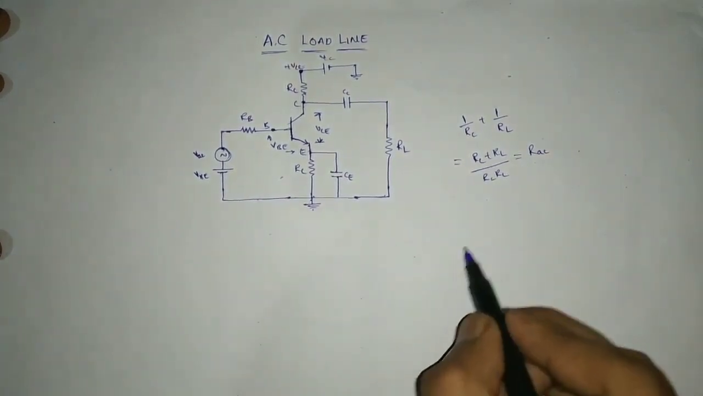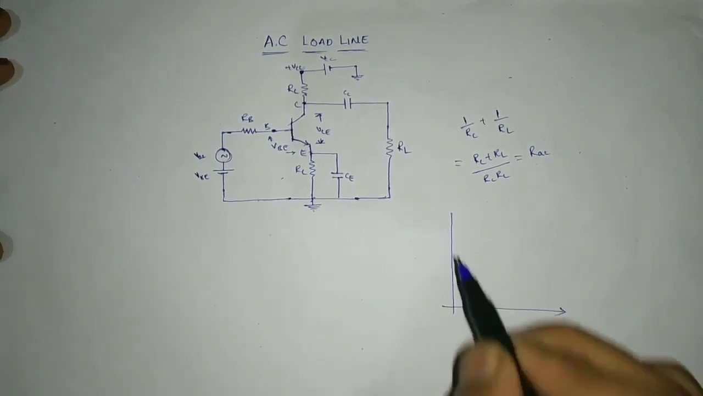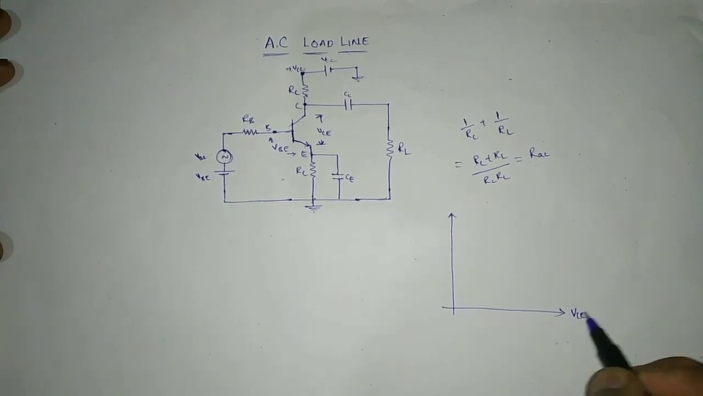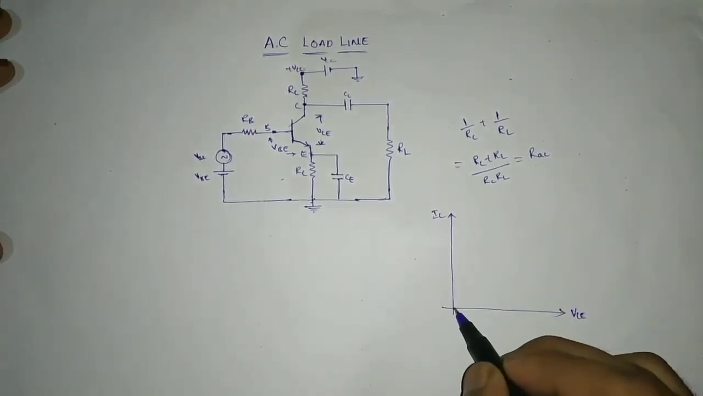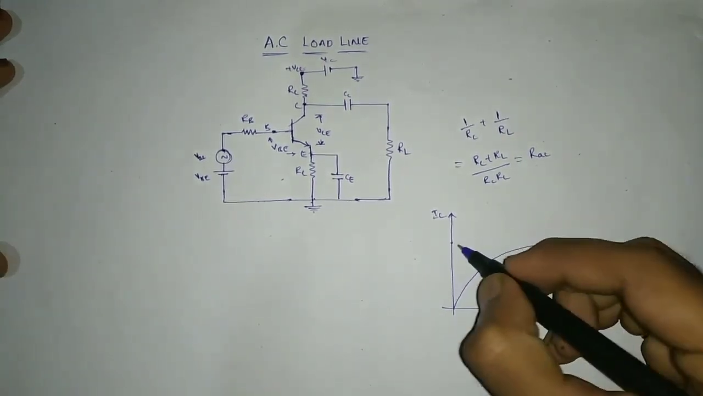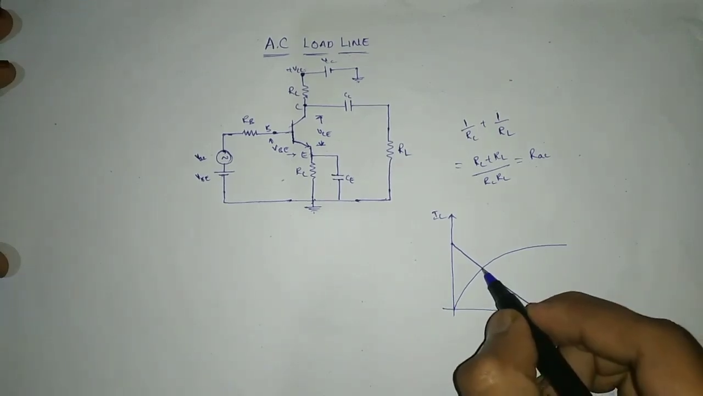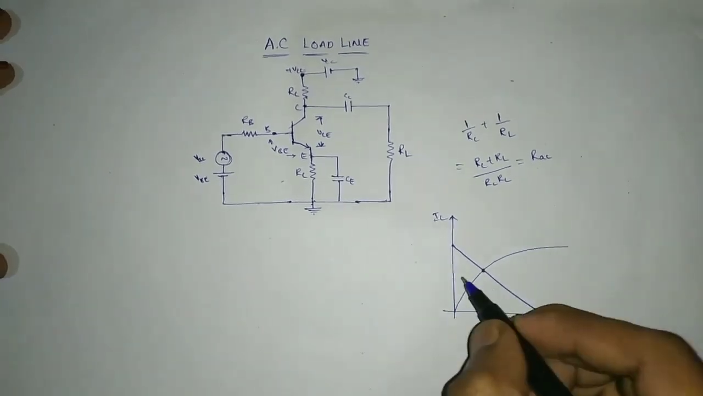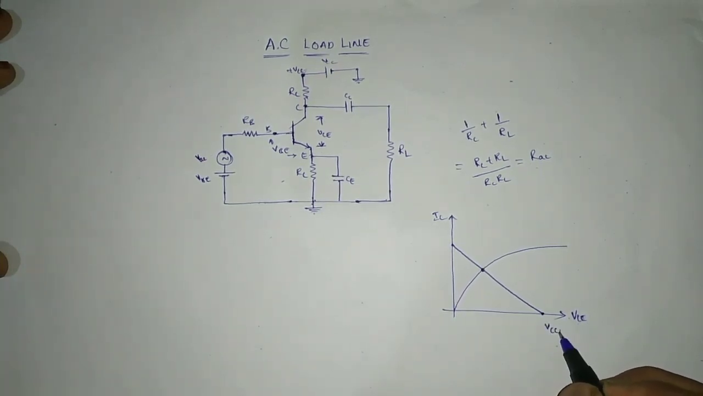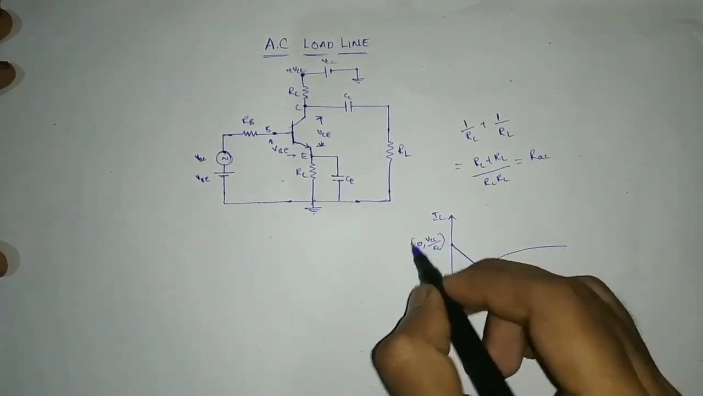Now, previously we have drawn characteristic curves of CE mode amplifier, and we have found the DC load line. Now let us assume this as a Q point. This is the point VCC, 0. This is 0, VCC by RC.